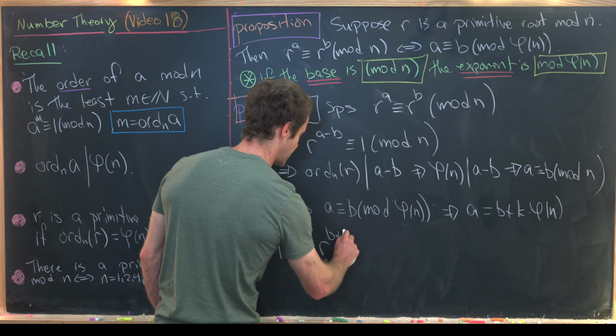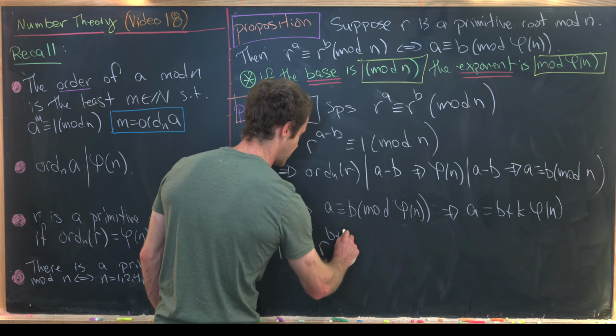Now let's go ahead and solve a couple of congruences using these strategies. Okay, for our first example, we'll solve x cubed is congruent to 5 mod 17 using primitive roots. So the first goal is to find a primitive root mod 17.